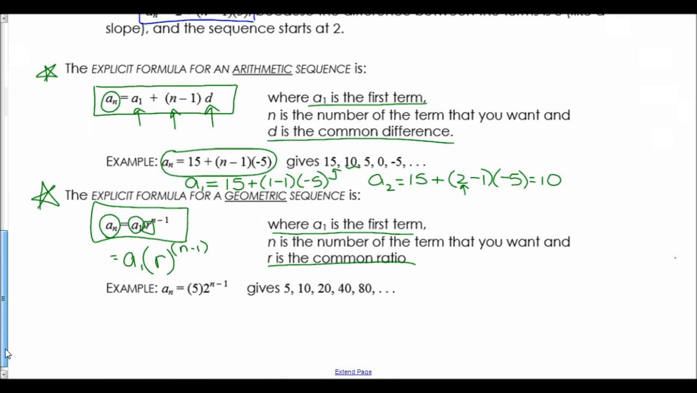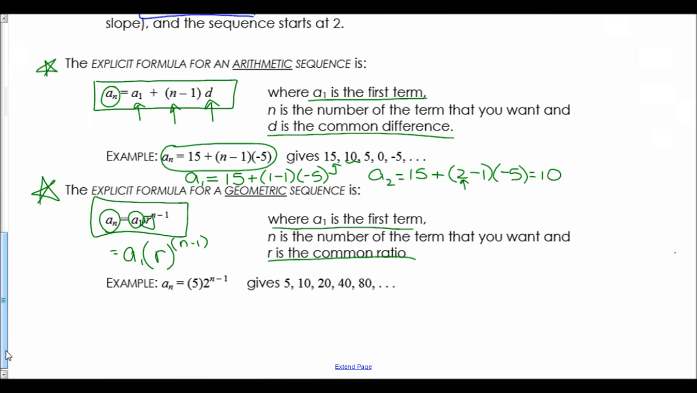All right, and then here's our example. If we have a sub n equals 5 times 2 to the n minus 1, and we plugged in numbers to that, if I plugged in a 1, I would have 5 times 2 to the 1 minus 1. So that would be 2 to the 0 power. So that would be 5 times 2 to the 0, which is 5.